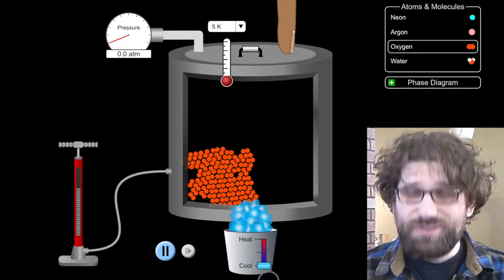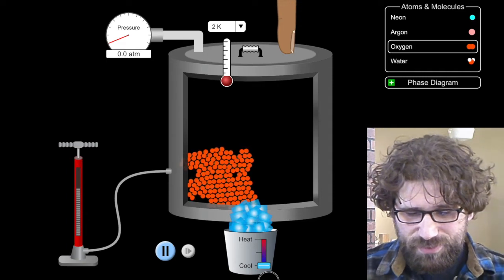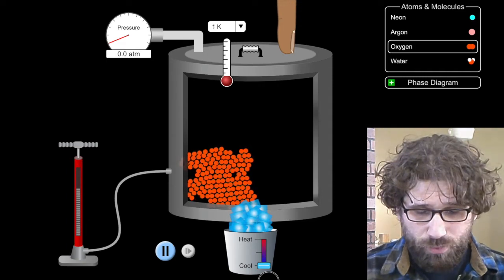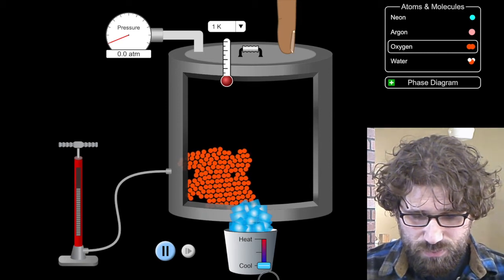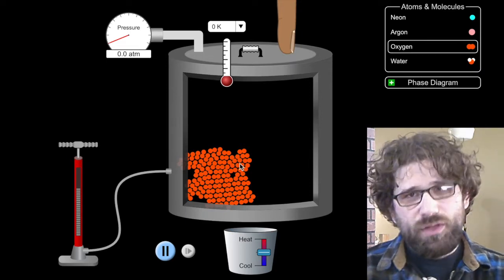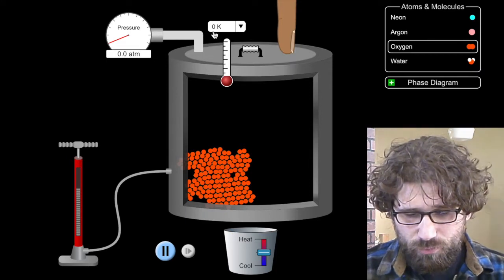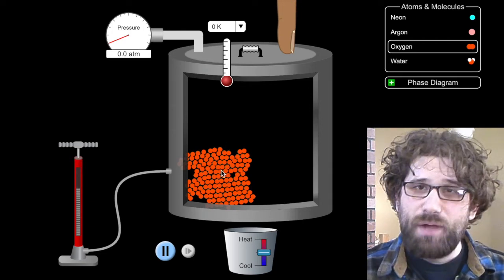It puts ice in there, so it pulls energy out of that system, and we can see that the temperature is getting lower and lower. Now we're at 1 degree Kelvin, and 0. So you can see, if you look at that again, as soon as it hits 0 degrees Kelvin, all movement in these molecules stops.